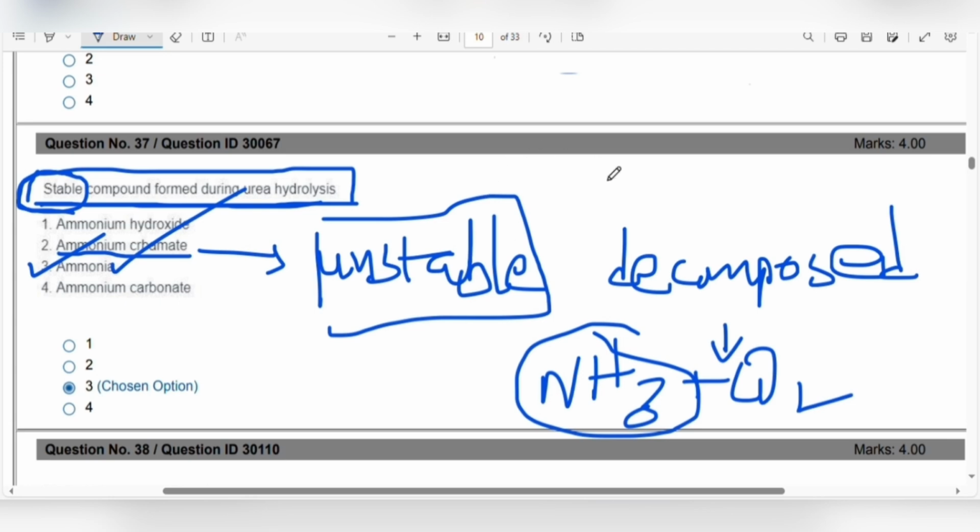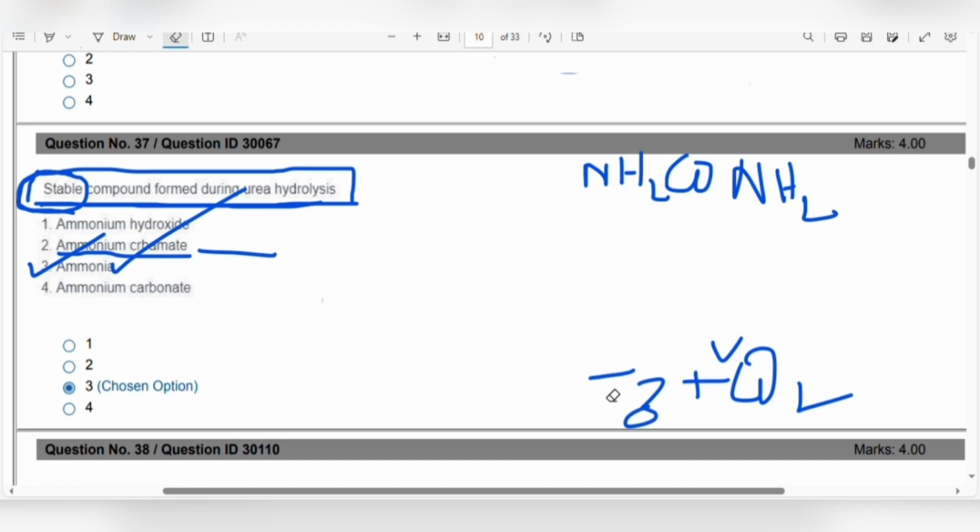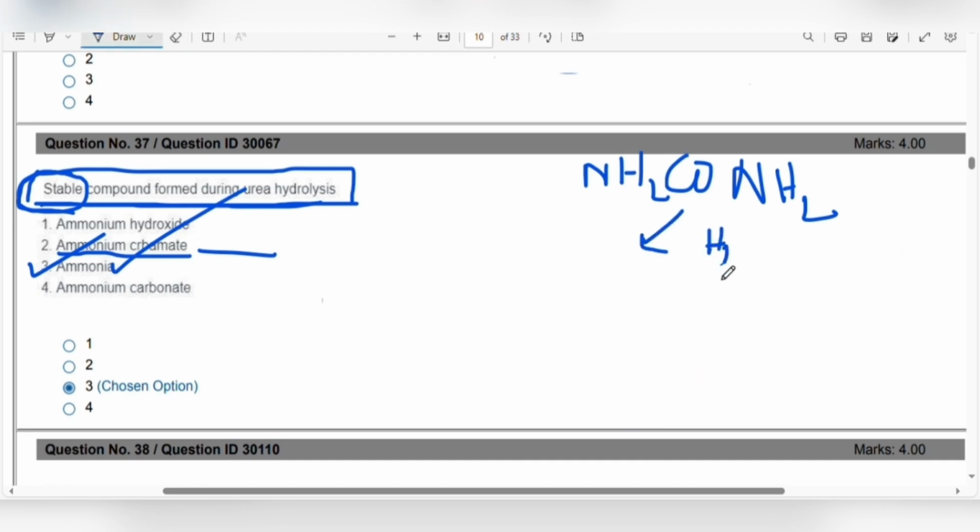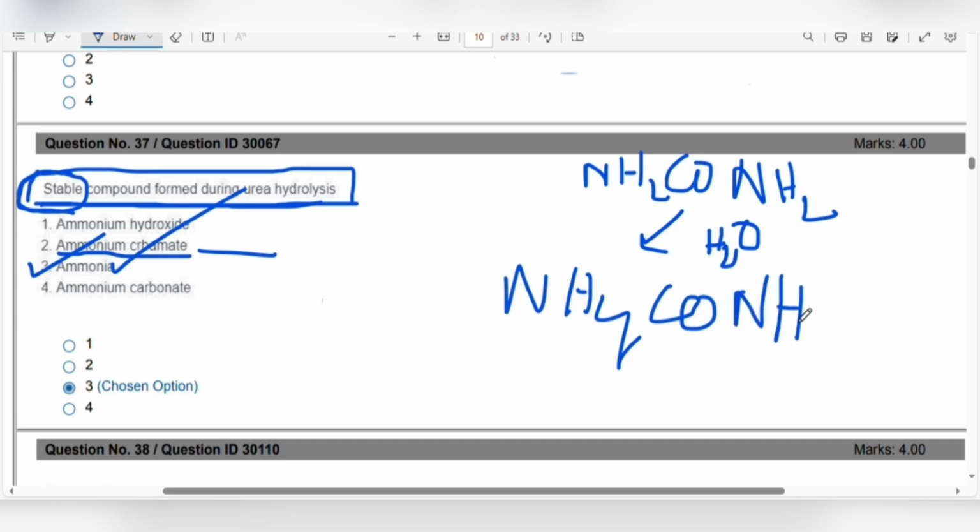You know the formula of urea, that is NH2CONH2. During hydrolysis, they will react with water to form ammonium carbamate, NH4COONH2. This is ammonium carbamate, which is unstable. All right, this is not stable.